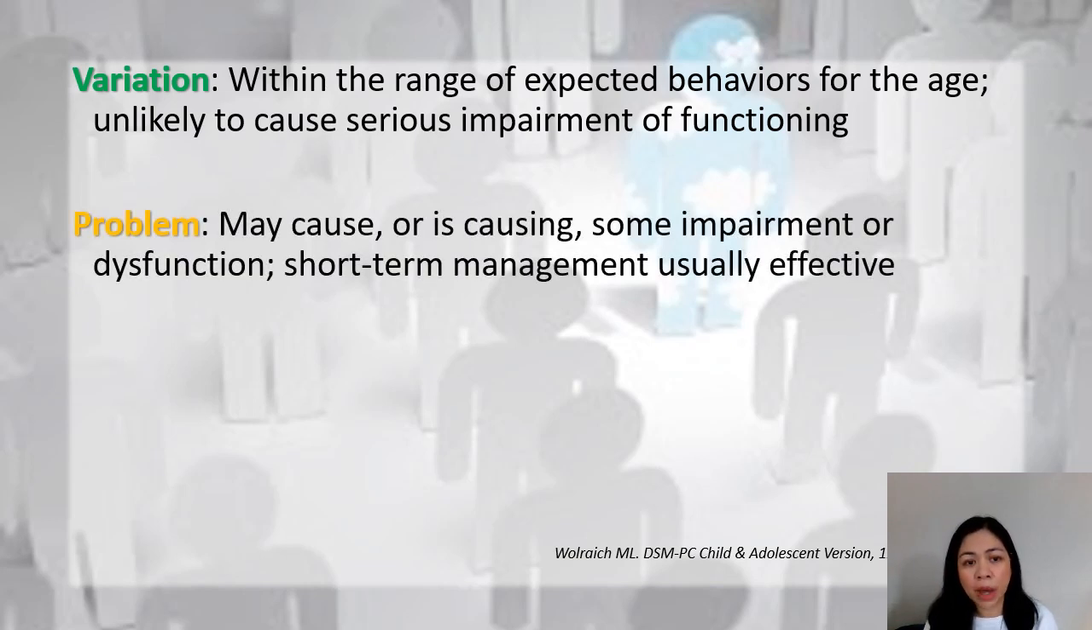When we say that it's a problem, it's already causing some impairment or dysfunction, but short-term management is usually effective. So problems may arise with changes in environment or an increase in stress, such as when a child is moved to a bigger school, or there is heavier workload in school, or there is child and teacher mismatch. So the child can become the most hyperactive in the classroom, but after a few months of adjustment to the classroom expectations, this problem minimizes.